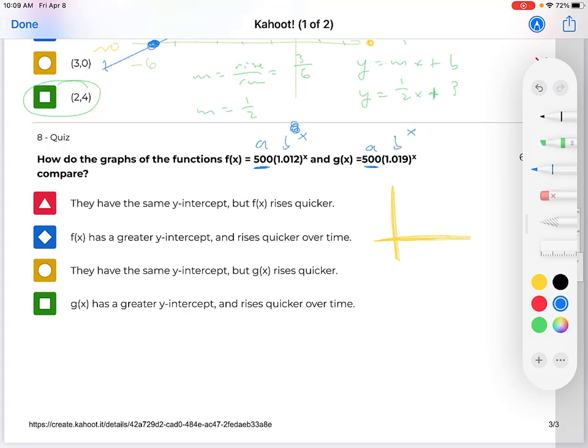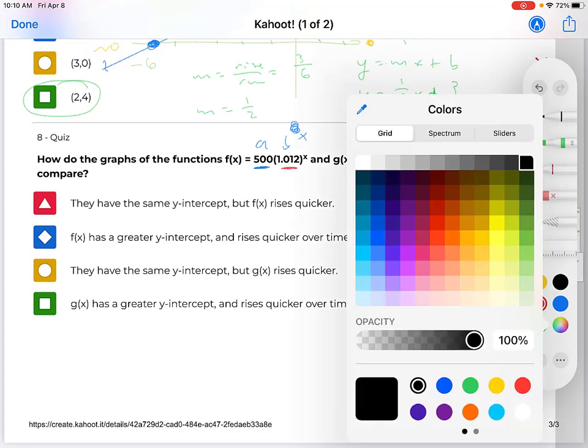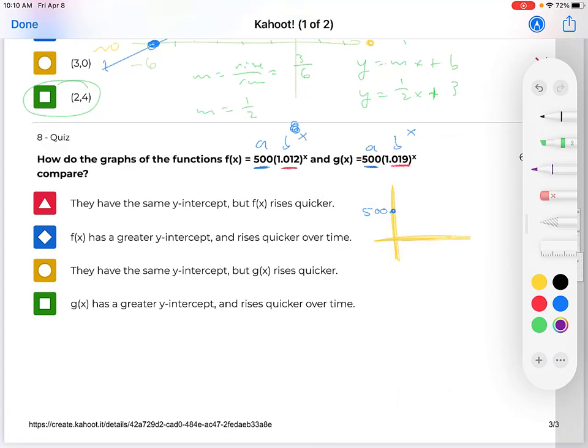So the a value is your starting point. It's kind of like your y-intercept. So they both start at 500. And you'll notice that the number there is greater than 1, so it is growth. Let's see if I can differentiate this now. Because it's growth, though, the question is, which one grows faster? Now, if I move this, 100% is equal to 1.00. So this has a growth rate of 1.2%.